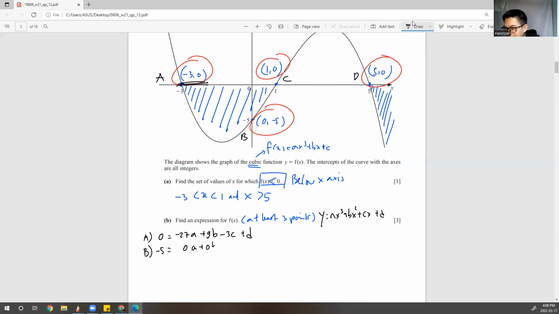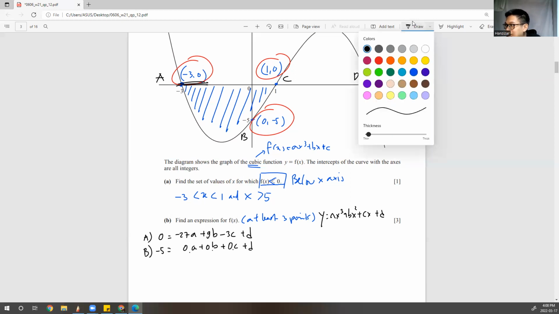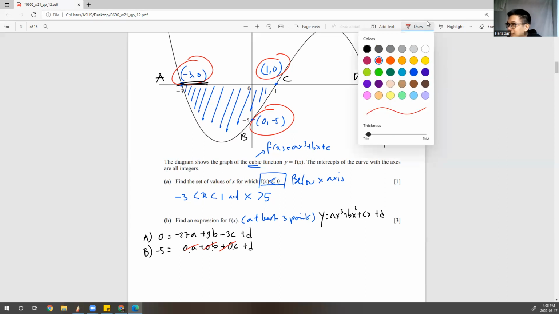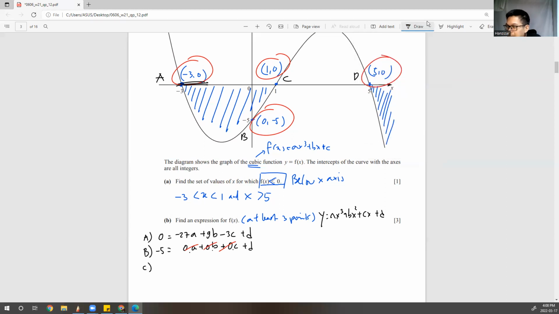0 cubed, 0 squared, 0 times c, 0 also. That's d. So you can cross this out. You have the bonus points. D is obtained. D equals negative 5, right? And then for 1: 0 equals 1 cubed, 1 squared, 1.